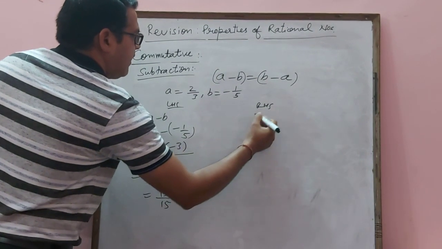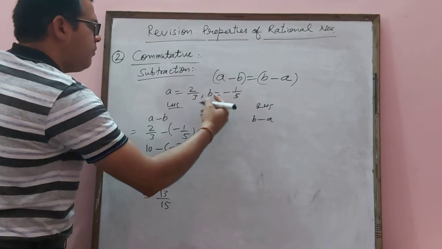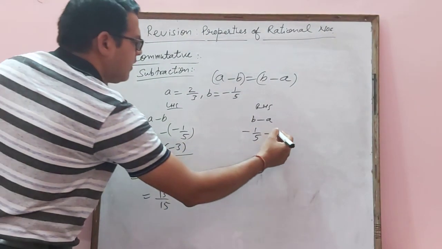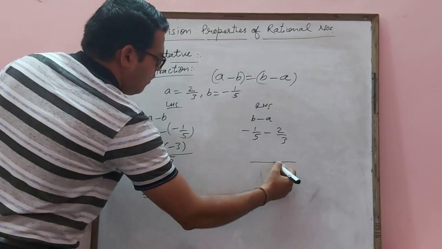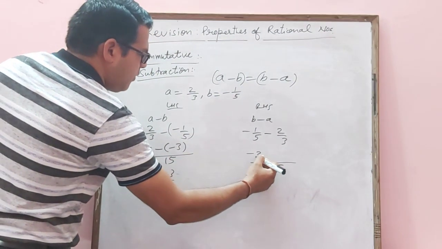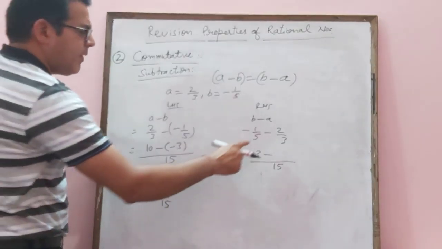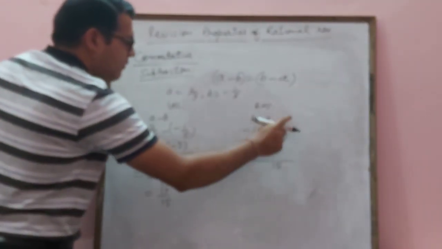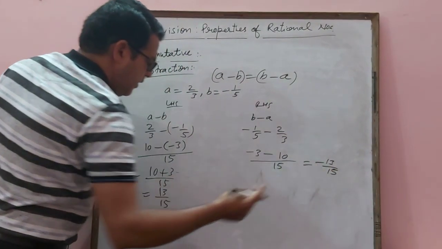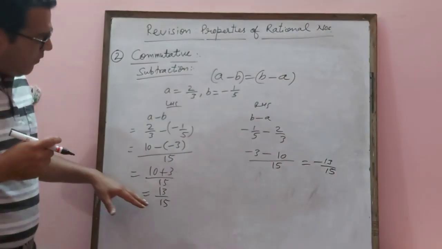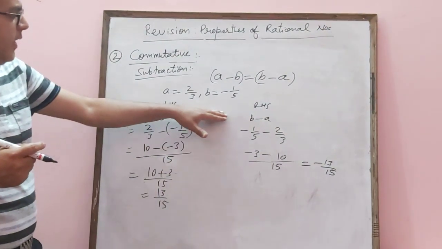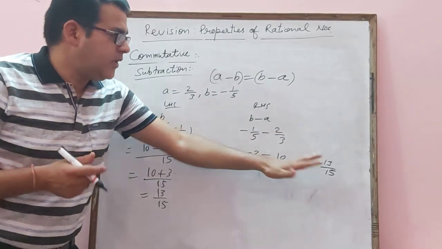Now the right hand side. B minus A. What is B? B is minus 1 by 5 and minus A. What is A? 2 by 3. Now the LCM is again 15. 5 3s are 15, minus 3 we can write here. Again in between minus is there. 3 5s are 15, 5 2s are 10. So here what do we have? Minus 13 by 15. In the left hand side the value is positive 13 upon 15, and in the right hand side it is negative 13 upon 15.